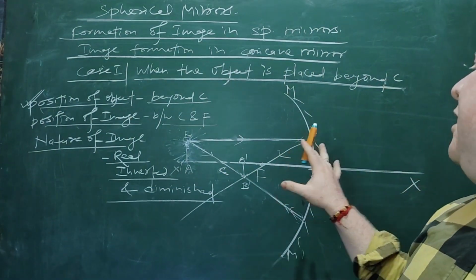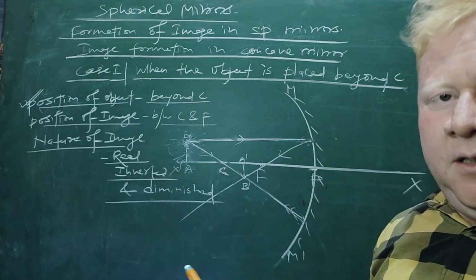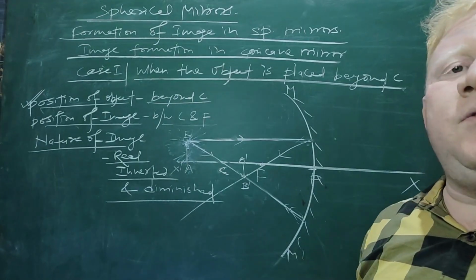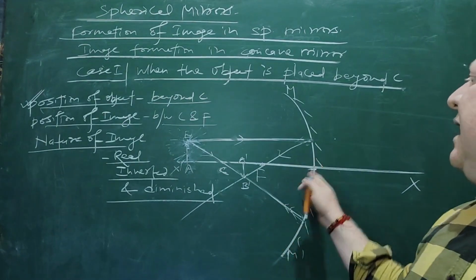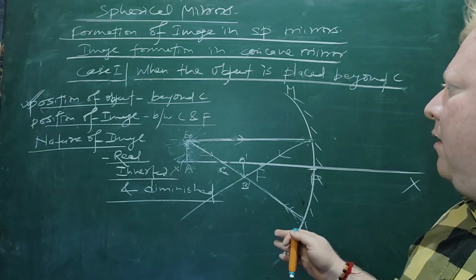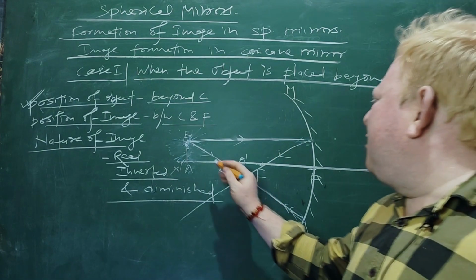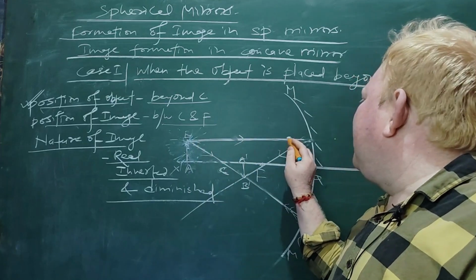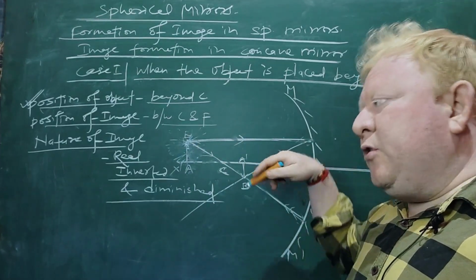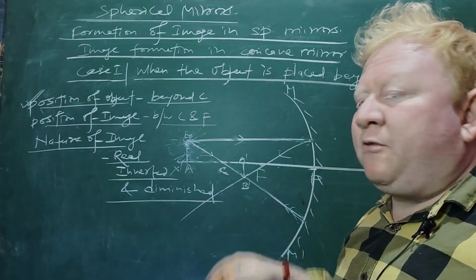But you see the image very carefully. Why? Because I know students are making mistakes for drawing the diagrams. Okay. So this first ray you will take parallel to the principal axis. Why? Because you know that after reflection it will pass through focus.